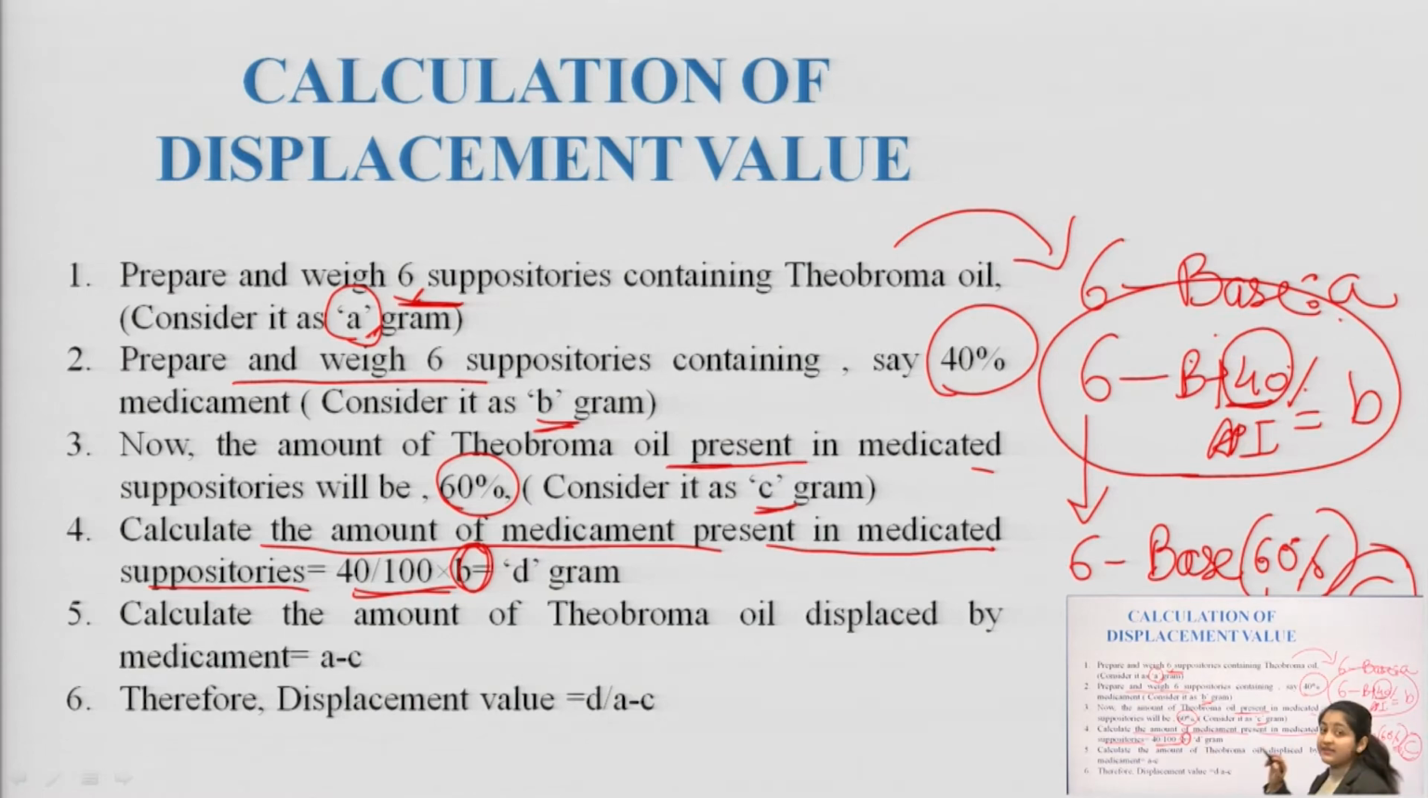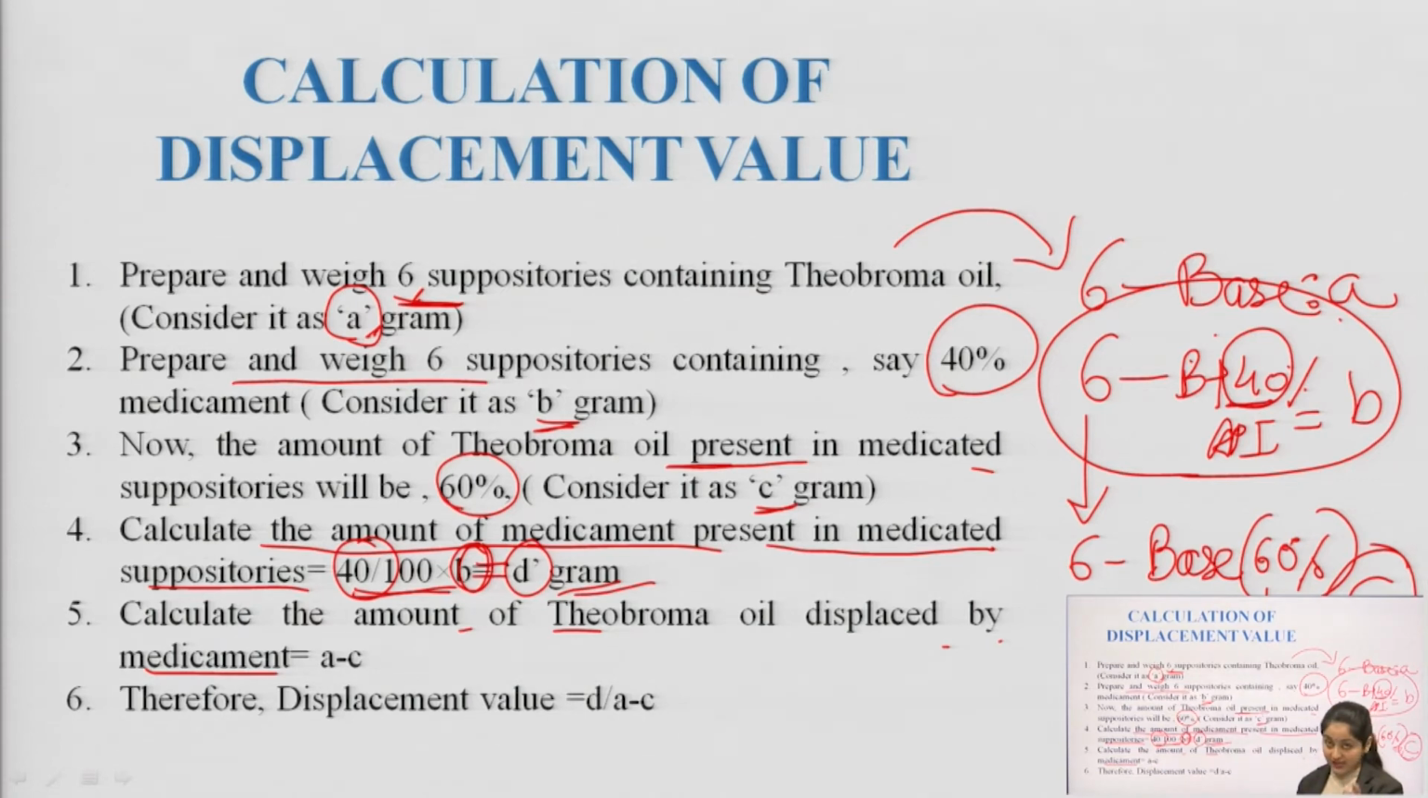B is nothing but the amount of medicament that is present in the suppository. और इन सब को हमने एक नया नाम दिया which is known as D gram, because मैंने आपको बताया कि हमें यहाँ पे परसेंटेज से कोई लेना देना नहीं है, we just need the amount in grams. So this thing is nothing but your D gram. Understanding? Now here the amount of theobroma oil displaced by medicament.